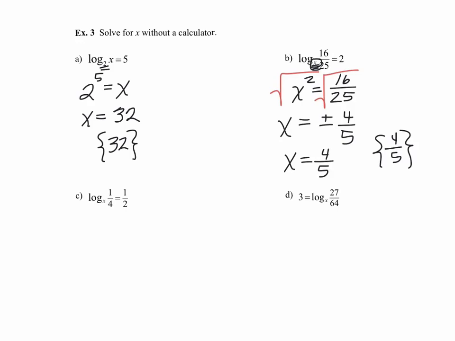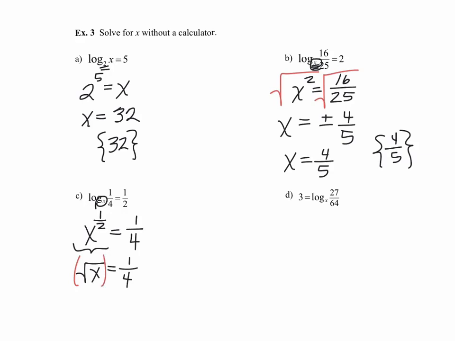The next equation is log base x of 1/4 equals 1/2. So again, my base is x. So rewriting this equation in exponential form will give me x to the 1/2 power is equal to 1/4. Now you have 2 different ways of solving from this point on. One way would be to acknowledge that x to the 1/2 is really the same as the square root of x. So we're solving the square root of x is equal to 1/4.